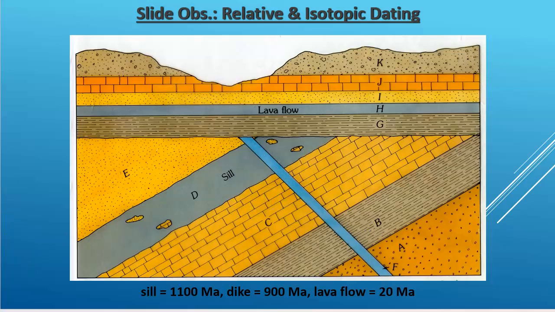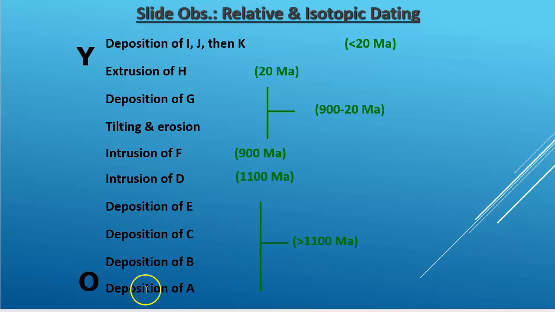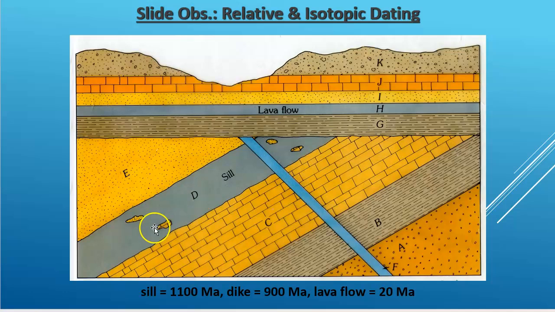Well, because I know the age of the sill is 1.1 billion or 1,100 million, I know that A, B, C, and E all had to exist before that time. Those are old. They're 1.1 billion years old because that is this age here, right? So if I look here, it's telling me all those layers are older than, greater than that. Then, of course, I know the age of the intrusion itself, which is D. And then this came after, which was 900. And so, okay, there's a 200 million year time period between this and this.